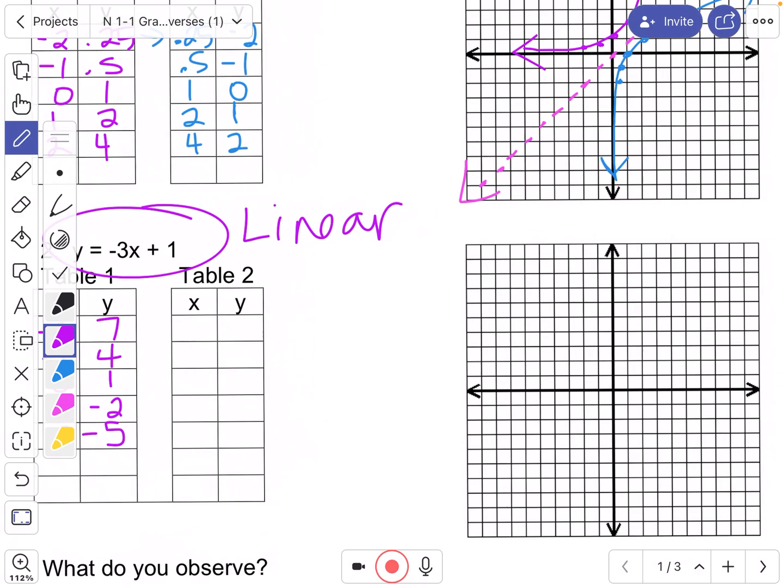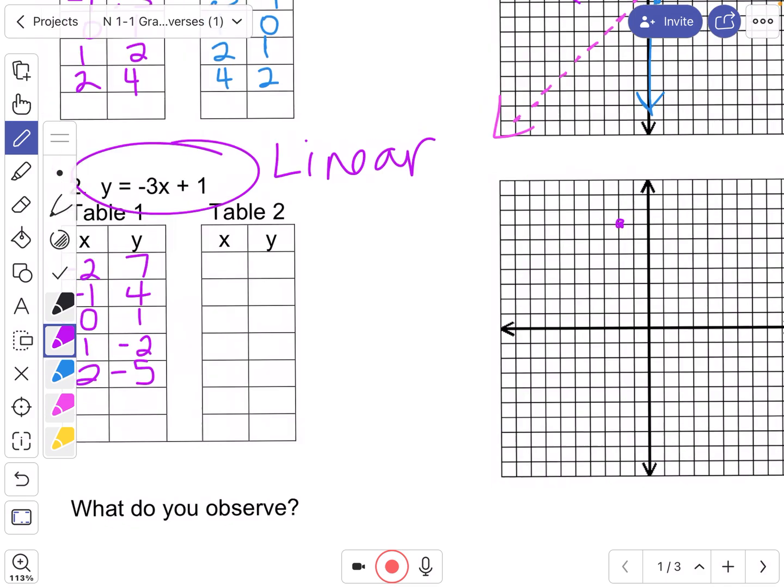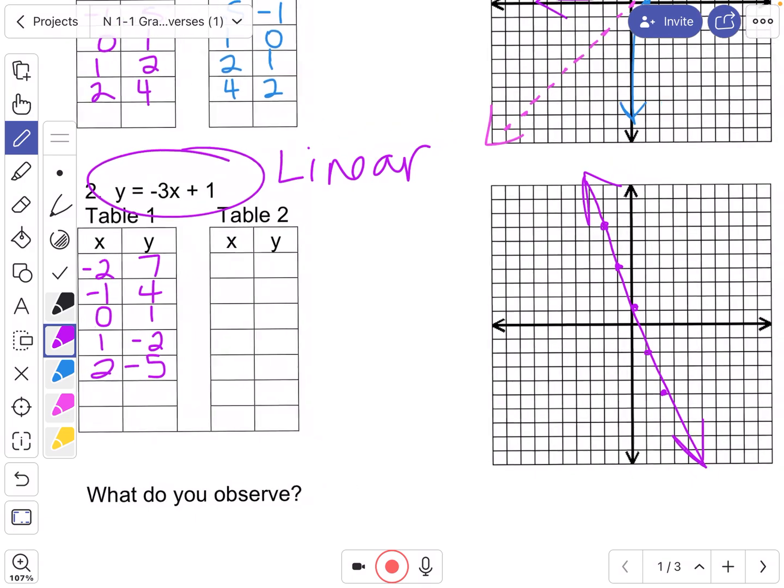So we're going to go ahead and plot those points. So -2, 7, -1, 4, 0, 1, 1, -2, and 2, -5. All right, so make sure that when you plot your points, go ahead and connect them. Make sure you extend it throughout your graph. Don't stop.